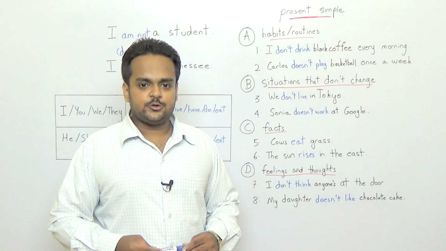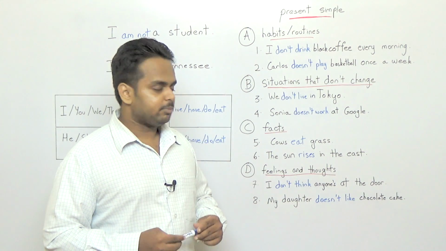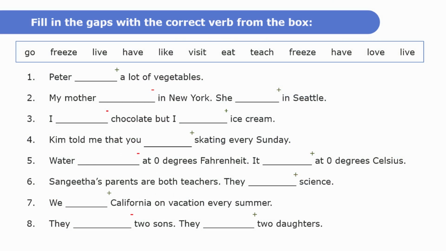All right, now we're going to do a test to see if you can use the present simple tense correctly. On the screen, I have 8 sentences, and I'd like you to fill in the gaps with the correct verb from the box. If you see a plus sign, fill in the gap with a positive verb, and if you see a minus sign, fill in the gap with a negative. Now pause the video and think about your answers. When you're ready, play the video and check.